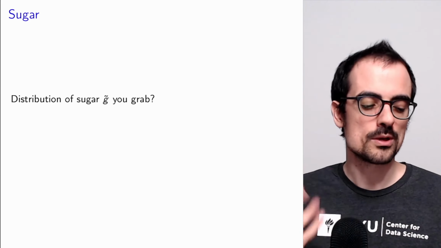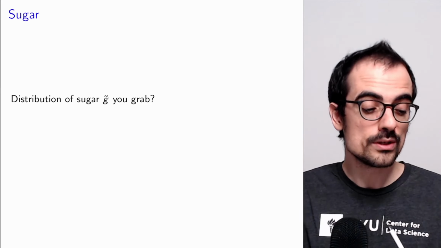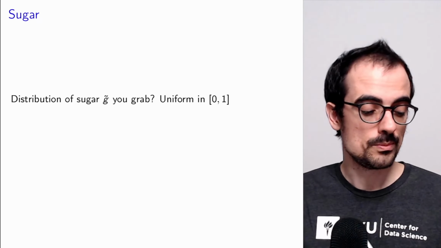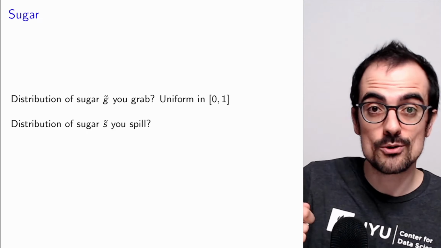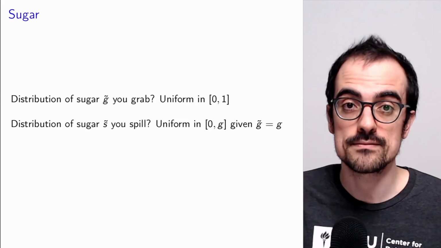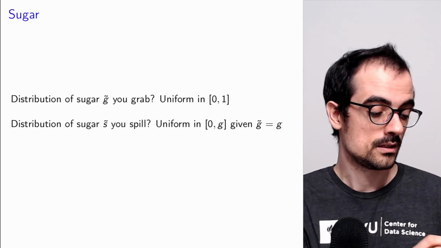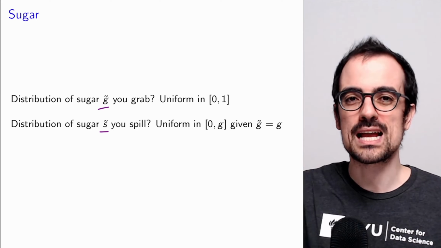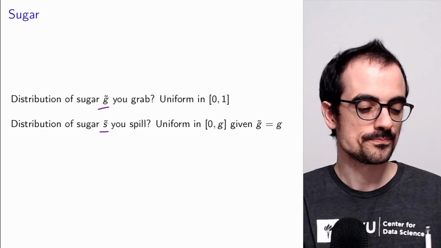We're going to apply our formula to compute this. So what's the distribution of the sugar that we grab? It's uniform between 0 and 1 kilograms. What is the distribution of the sugar that we spill? It's uniform between 0 and whatever amount we grabbed. So this gives us the conditional PDF of the sugar that we spilled, S, given the sugar that we grabbed, G. So these are going to allow us to characterize the joint distribution of S and G.